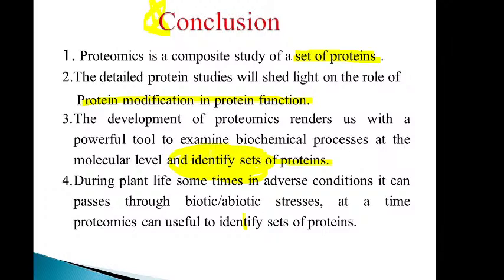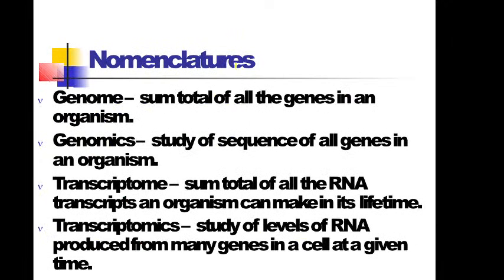So during plant life, sometimes in adverse conditions, it can pass through biotic and abiotic stress. Proteomics can be useful to identify the set of proteins. So, identification of proteins at the molecular level, even during adverse conditions, we have to know the functionality or the structure of that particular protein which is involved in the adverse condition. So this is the proteomics part. I hope you are able to get it.